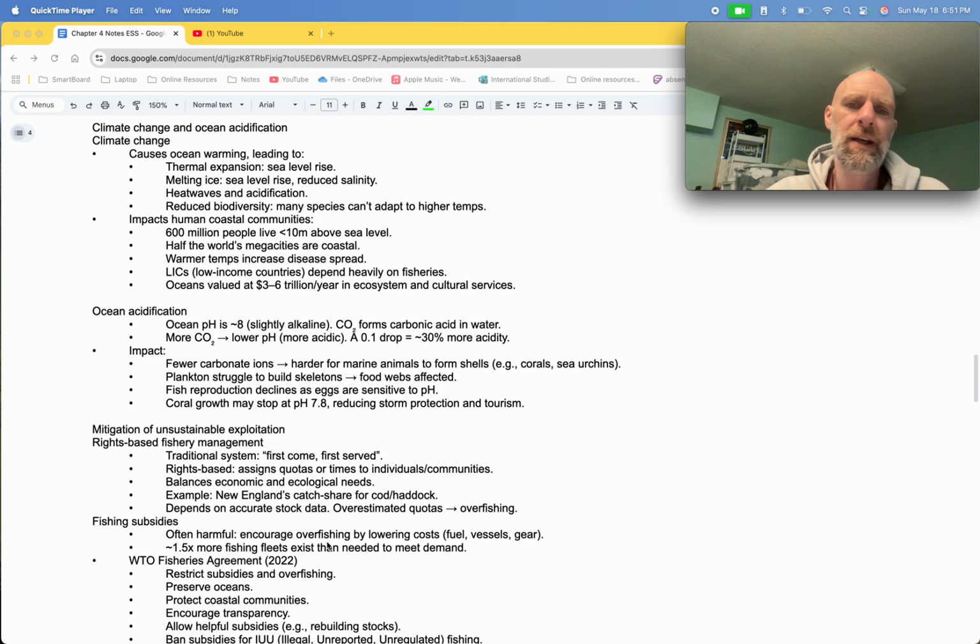Low-income countries depend heavily on fisheries. Oceans are valued at 3 to 6 trillion per year in ecosystem and cultural services. So, yep, big time impact.